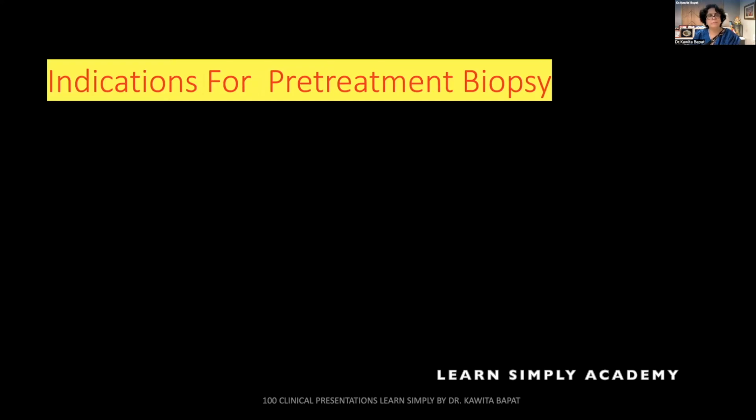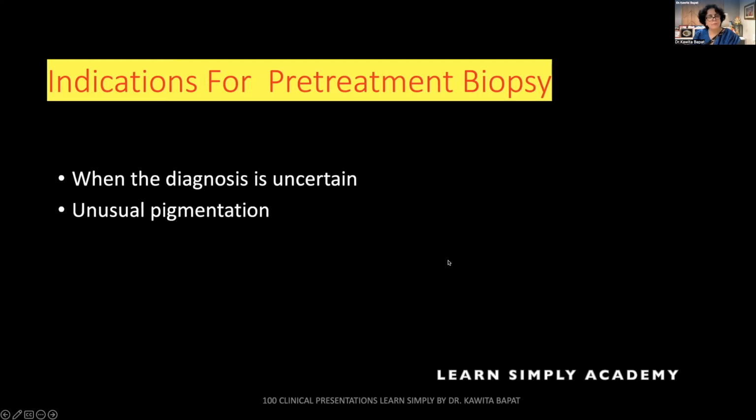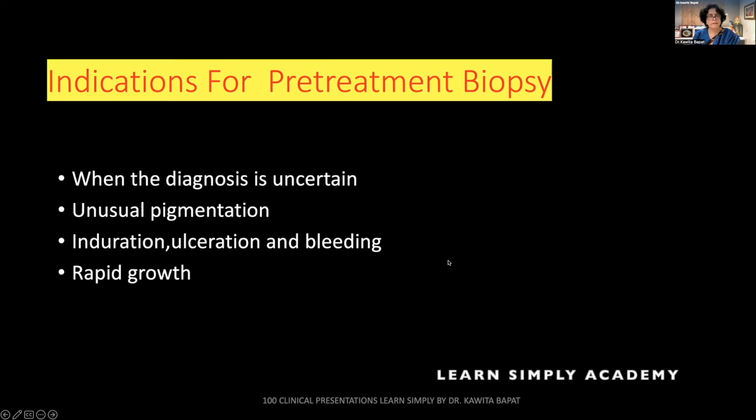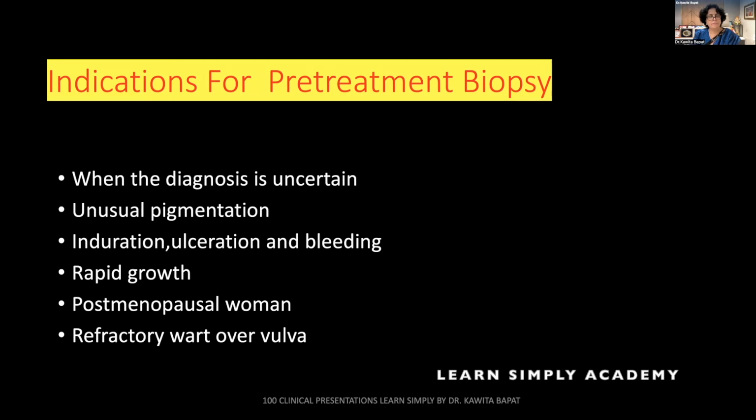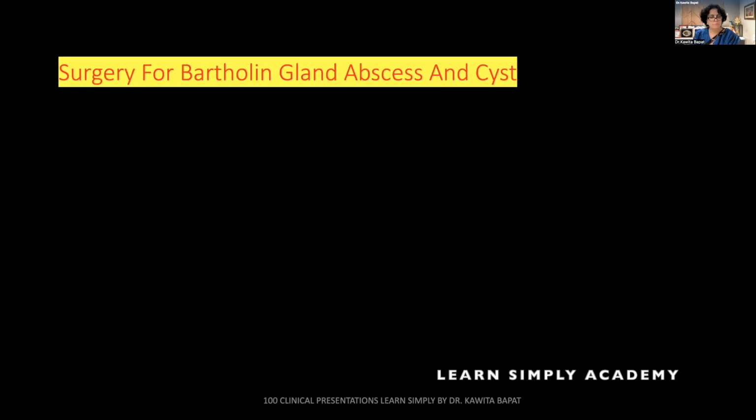Now, what is the treatment and what are the indications for biopsy? When the diagnosis is uncertain, there is unusual pigmentation, induration, ulceration, bleeding, or rapid growth, and especially in postmenopausal women with a Bartholin cyst, we should be worried and should take a pre-treatment biopsy, and also when there is a refractory lesion over the vulva.